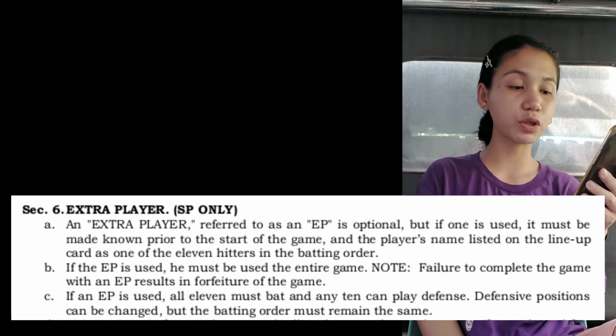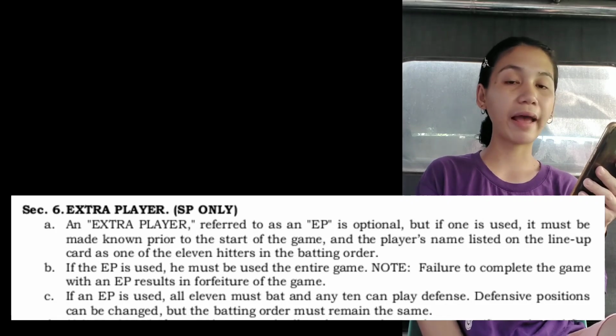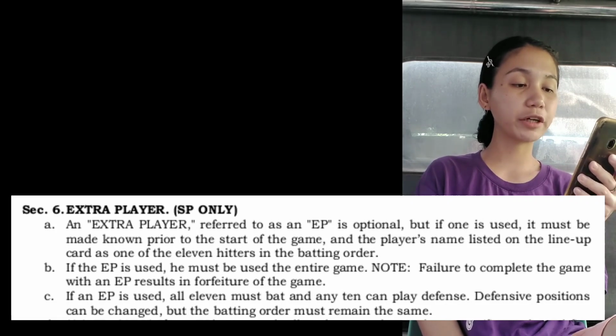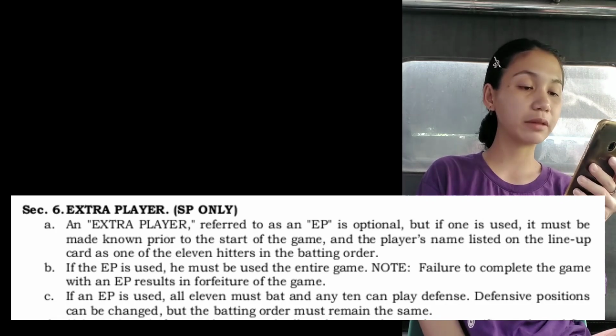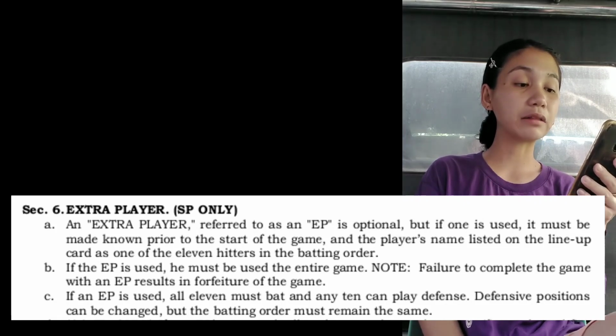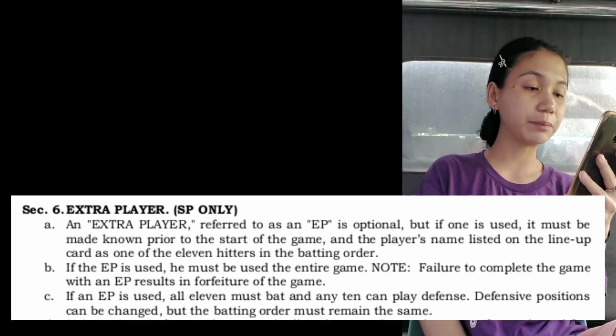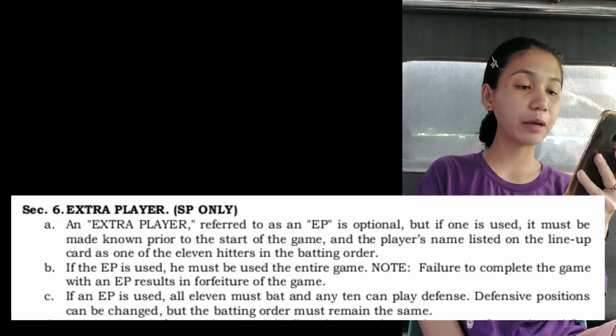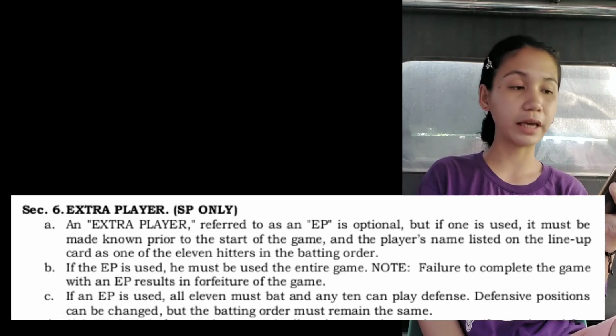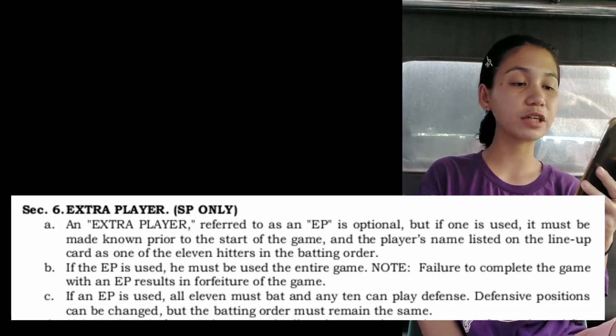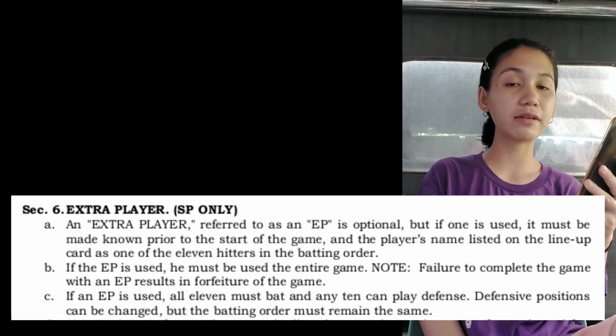Let's move on to section 6, extra player, SP only. An extra player, referred to as EP, is optional, but if one is used, it must be made known prior to the start of the game, and the player's name listed on the lineup card as one of the 11 hitters in the batting order. So note that failure to complete the game with an EP results in forfeiture of the game. So that is rule number 4, section 6, extra player, SP only.